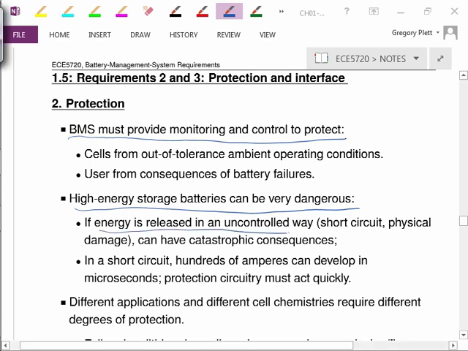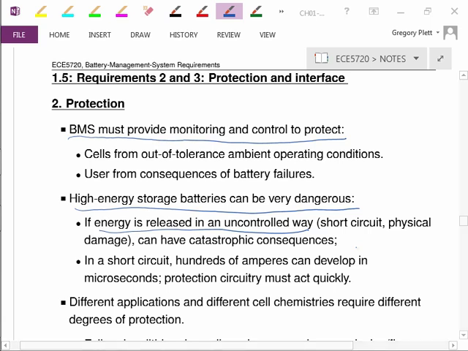So if energy is released in some uncontrolled way, maybe a short circuit or physical damage, if you are in an accident and the battery pack got crushed, or whatever, it can have really serious consequences. In a short circuit, the automotive battery cells have such low resistance and such high capacity that hundreds of amperes can develop in microseconds. And so protection circuitry to shut this down must act quickly.